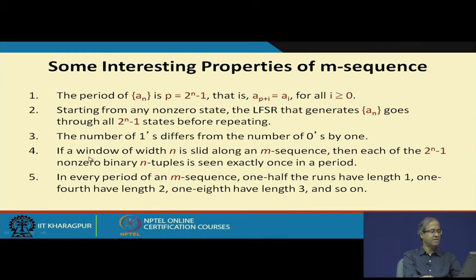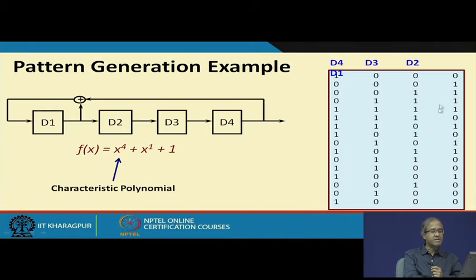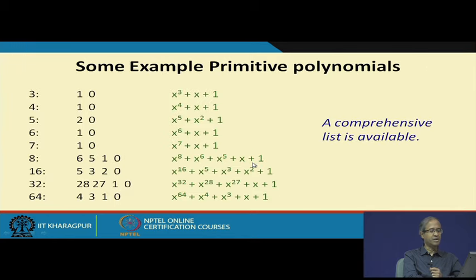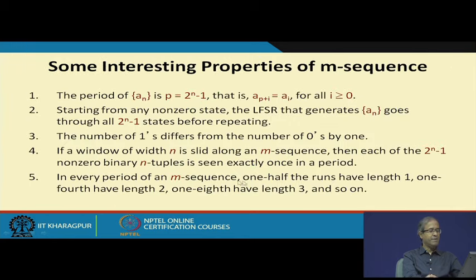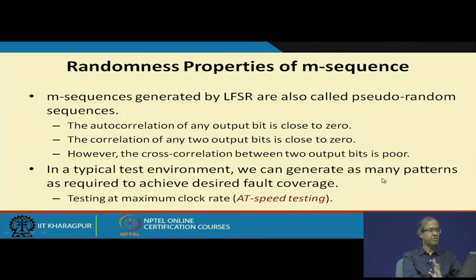And there are some other properties also which are not very important in the present day context. Like, if you slide a window of width n across the sequence of bits generated, then each of the binary patterns will be seen exactly once in a period. What I mean is, if you slide a window of width 4, like 0 1 1 1, then 1 1 1 1, then 1 1 1 0, 1 1 0 1, 1 0 1 0, these will appear exactly once and uniquely. Of course, there is some other property about runs, but here we are not wanting it.